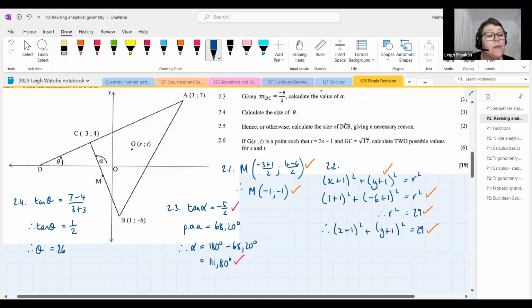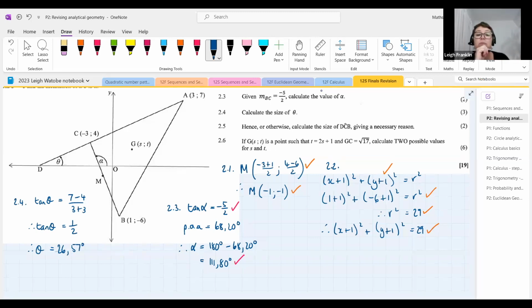Okay, so I'm getting theta to be 26,57 degrees. Do you guys agree? Are you getting the same answers? Jamie says, isn't it 2 over 3? So 7 minus 4 is 3, and at the bottom, we've got 3 plus 3, which is 6. Am I correct? Just double check me, everybody.